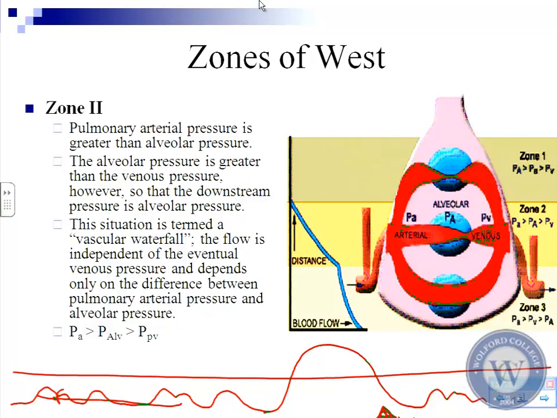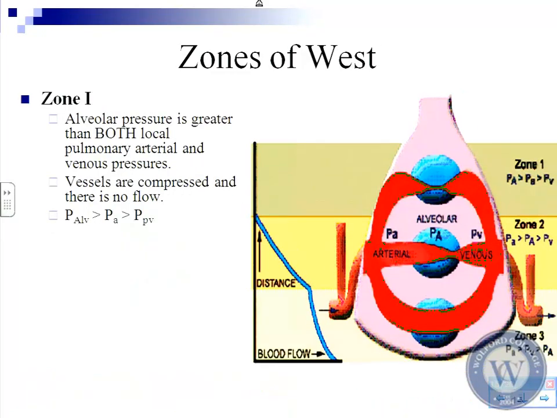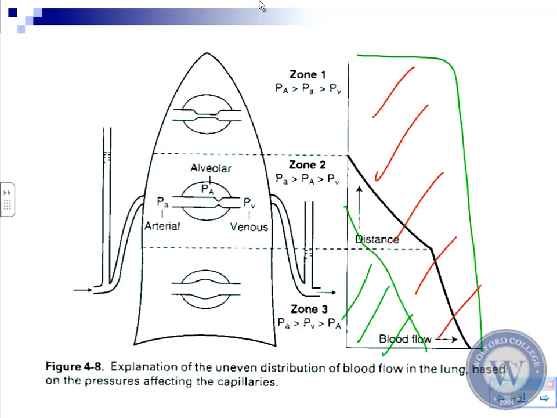But as you go into zone 2, what happens to VQ inequality? It goes up. This is why you have an R value of 0.8. When you do the math, 80% is what you have matching. The other 20% is basically areas where you're not getting a good match to surface area.